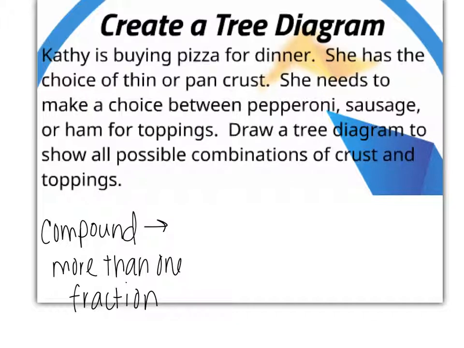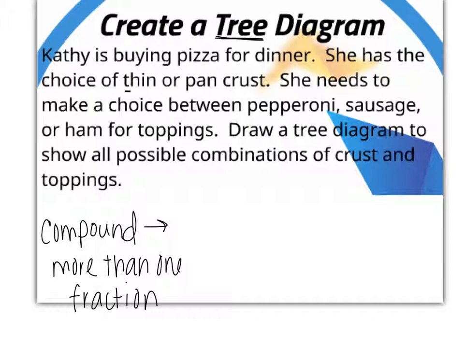So what we're going to do here is create a tree diagram, which we talked about with the simple sample space. Kathy is buying pizza for dinner. She has the choice of getting thin or pan crust. She needs to make a choice between pepperoni, sausage, or ham for the toppings. Draw a tree diagram to show all the possible outcomes or combinations of crust and toppings.